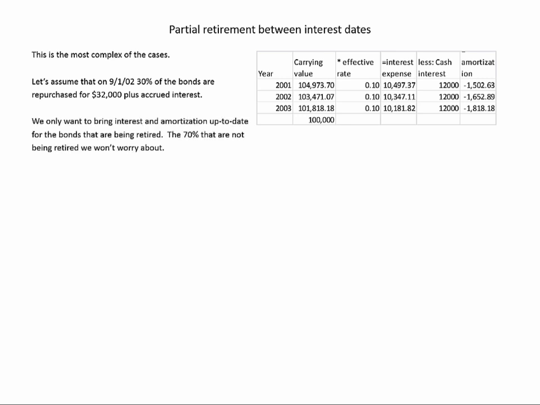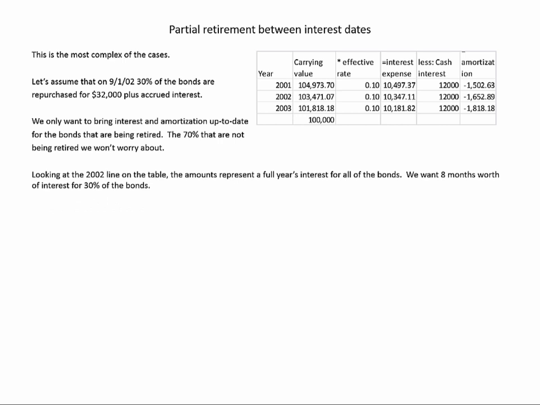Now again, we only want to bring the interest and amortization up to date for the bonds that are being retired. The 70% that's not being retired, we're not going to touch those. We're not going to worry about those. We're only concerned with the portion that are being retired. Now again, looking at the 2002 line on the amortization table, interest expense for the year is $10,347.11.